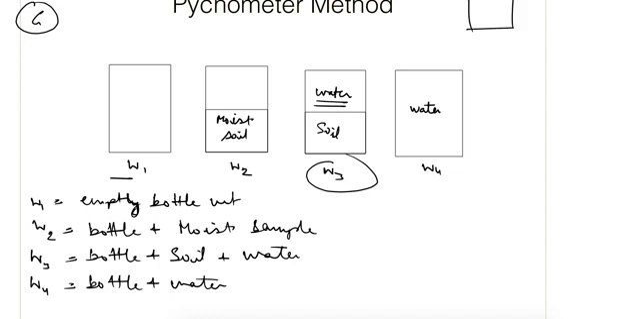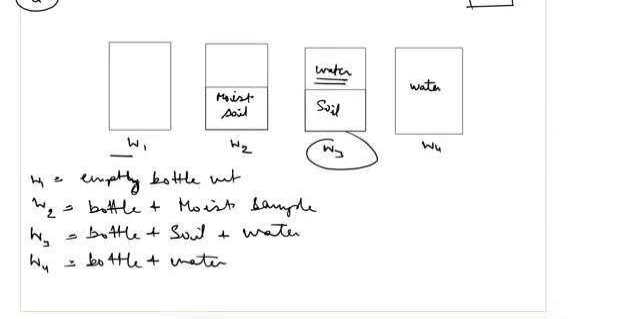And the last reading is W4, where we completely fill the bottle with water, that is, bottle plus water. And we know that water content is equal to the weight of water to the weight of solids. The weight of water we can calculate.